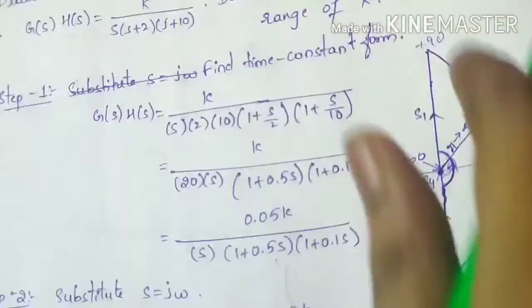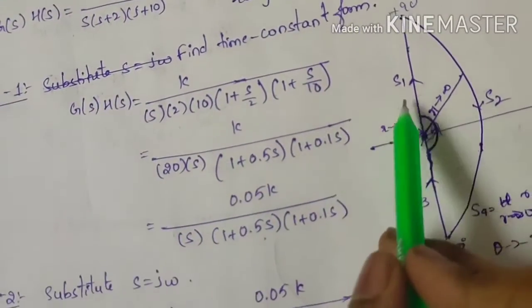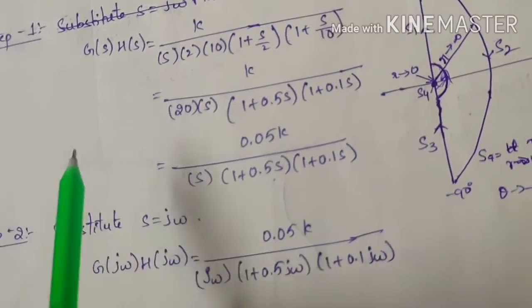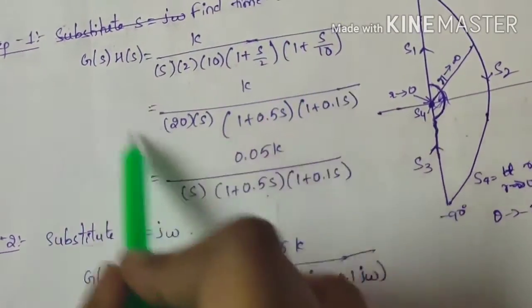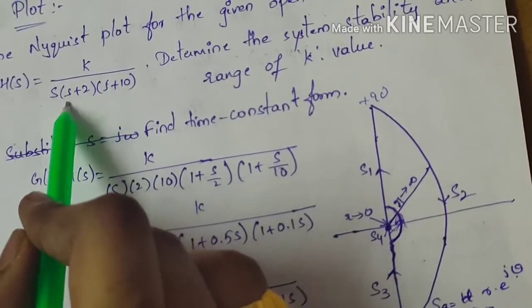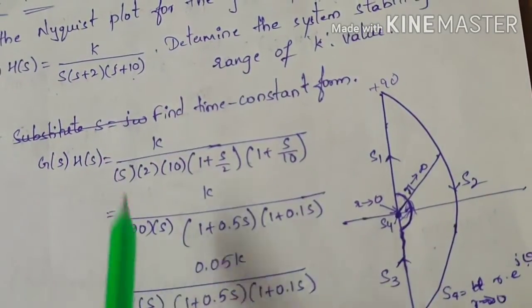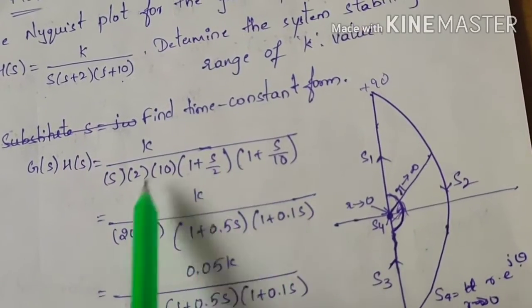Now we have to consider all these 4 sections. So first find out S1, S equals j omega, which is nothing but the polar plot. So substitute S equal to j omega. But before that we have to convert this into time constant form. It is given in the pole-zero form. So first find out the time constant form. How to find the time constant? Take 2 and 10 common.